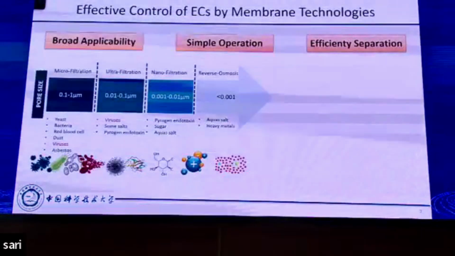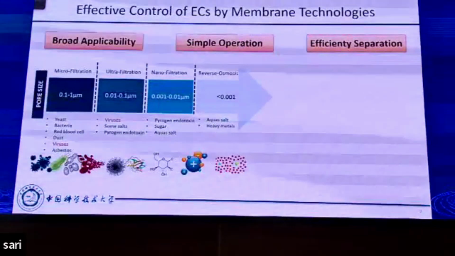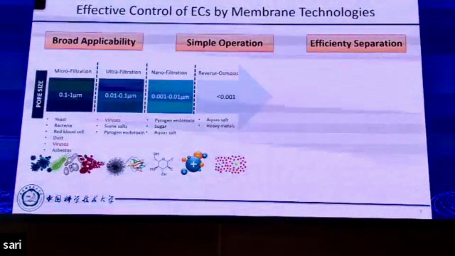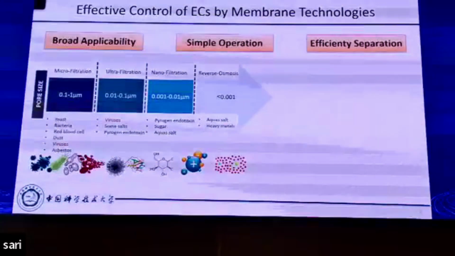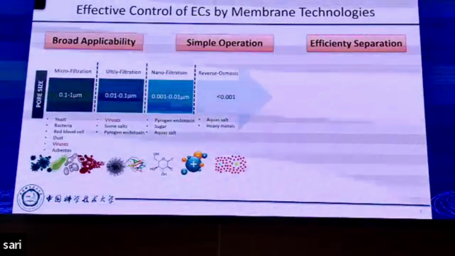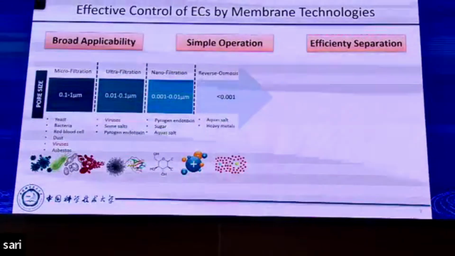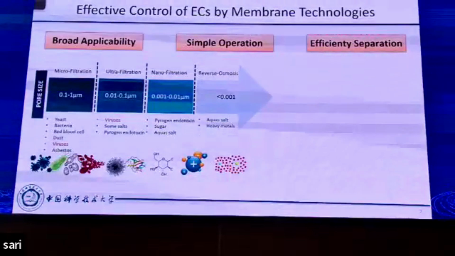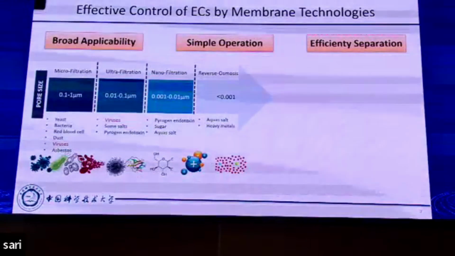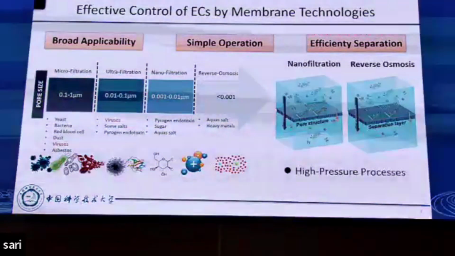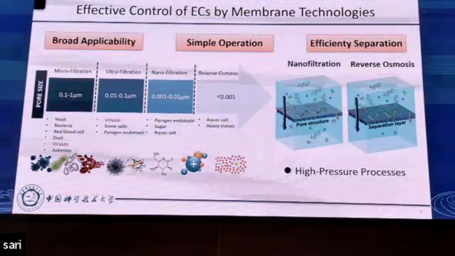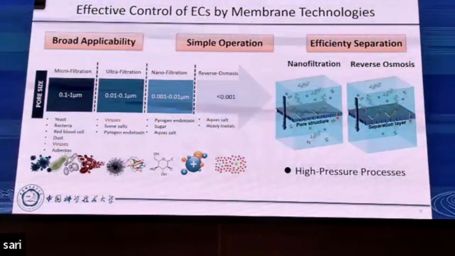So basically, membrane technology has emerged as an effective control of emerging contaminants over the last decades. We are all very familiar with membrane technology, because if we differentiate those processes by their size, we can classify membrane processes from microfiltration to ultrafiltration to NF to RO. Emerging contaminants generally have a size around 1 nanometer, so we use nanofiltration or RO to reject them, which is quite effective. But they still have some disadvantages.